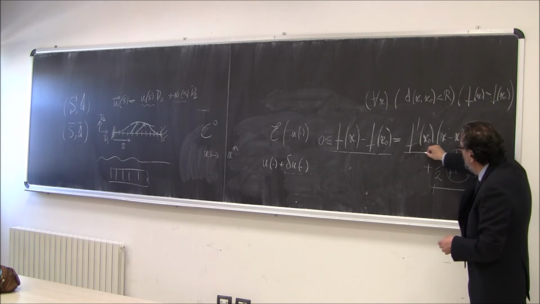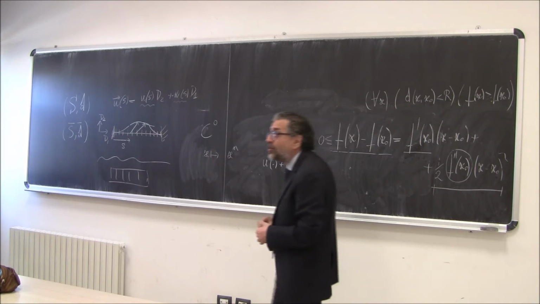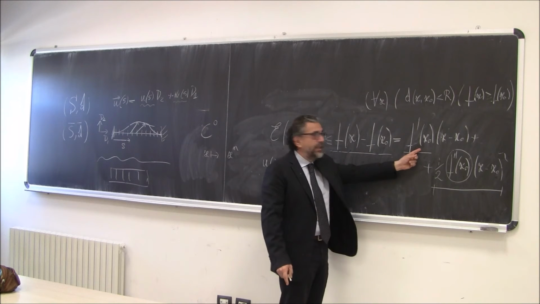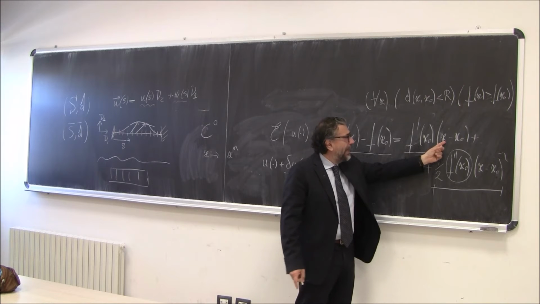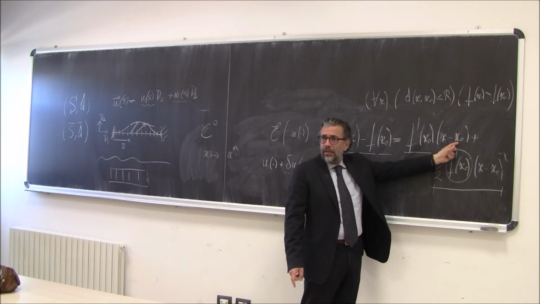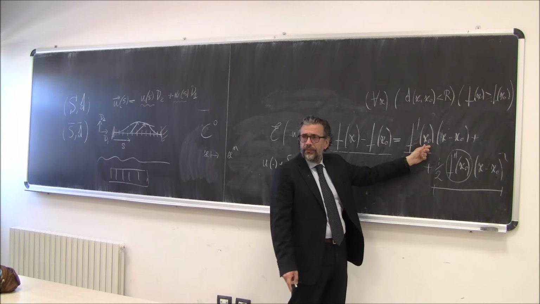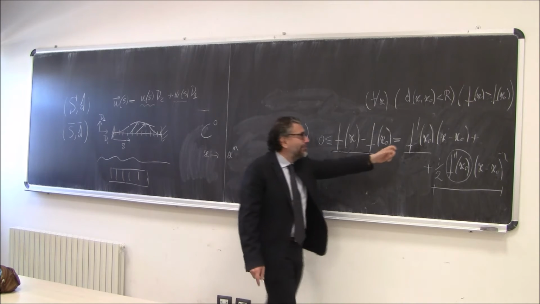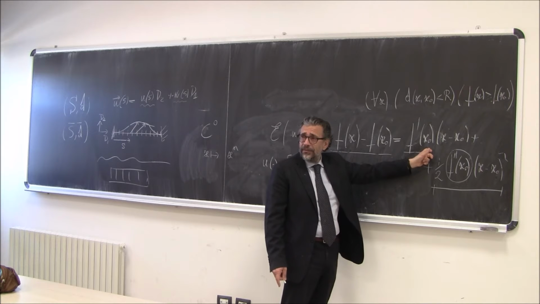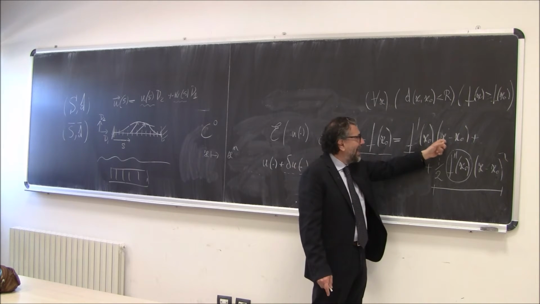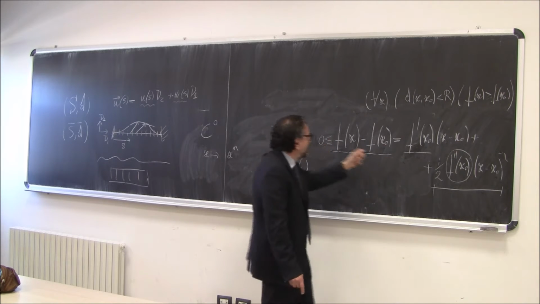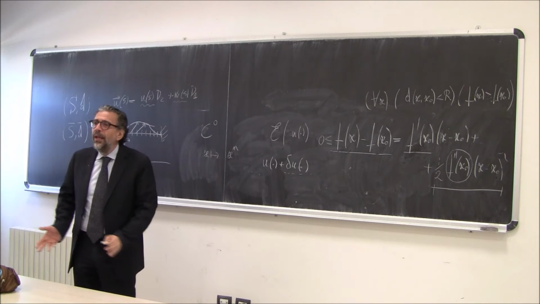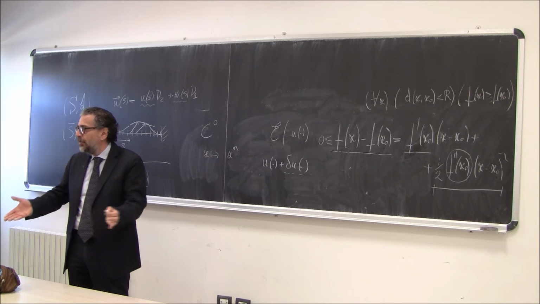Look, can f prime of x0 be positive? No. Because if it were positive, x minus x0 negative would imply that this quantity is negative. And this is against our hypothesis. Can f prime of x0 be negative? No, because in that case, x minus x0 positive would contradict our assumption. Therefore, in a minimum, f prime of x0 must be 0.